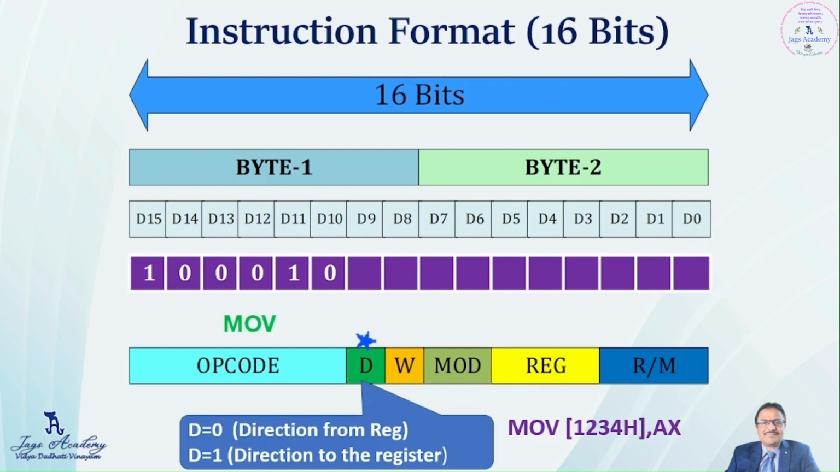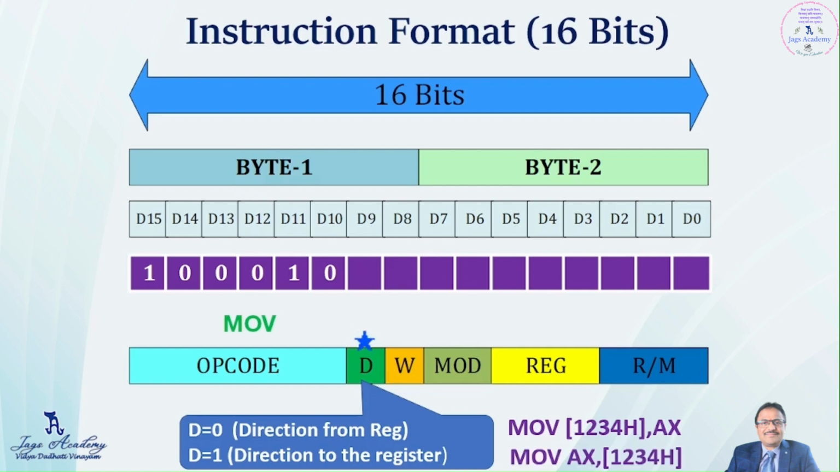Now tell me, you have an instruction MOV AX, 1234h. Whether data is going to the register or data is coming from the register, here data is coming from the register. That means, what about your D bit? D bit is 0.